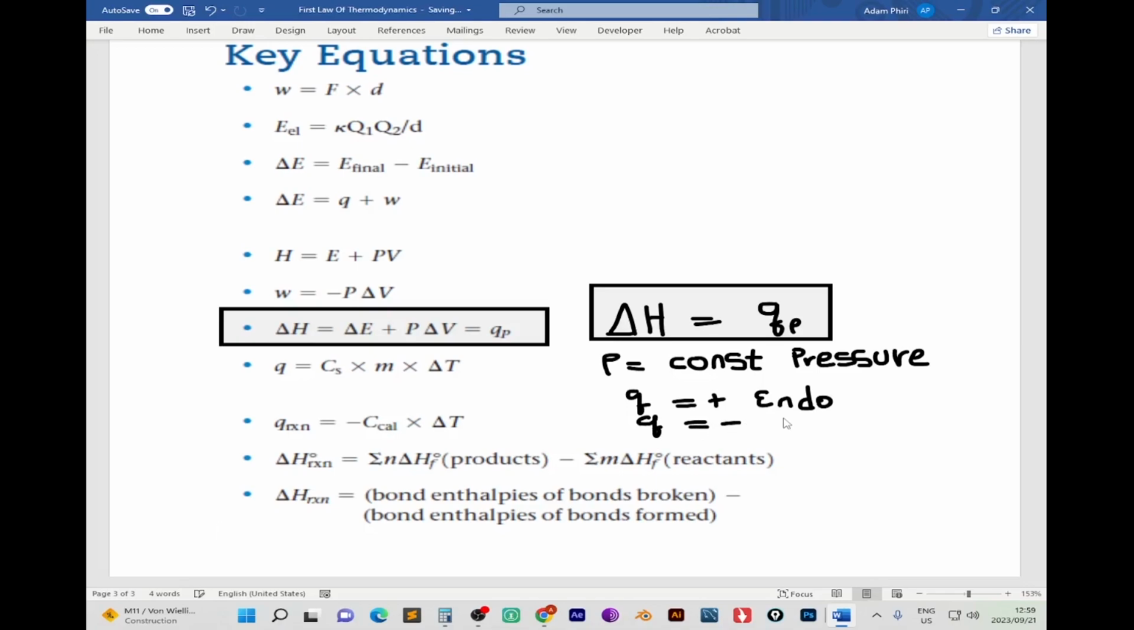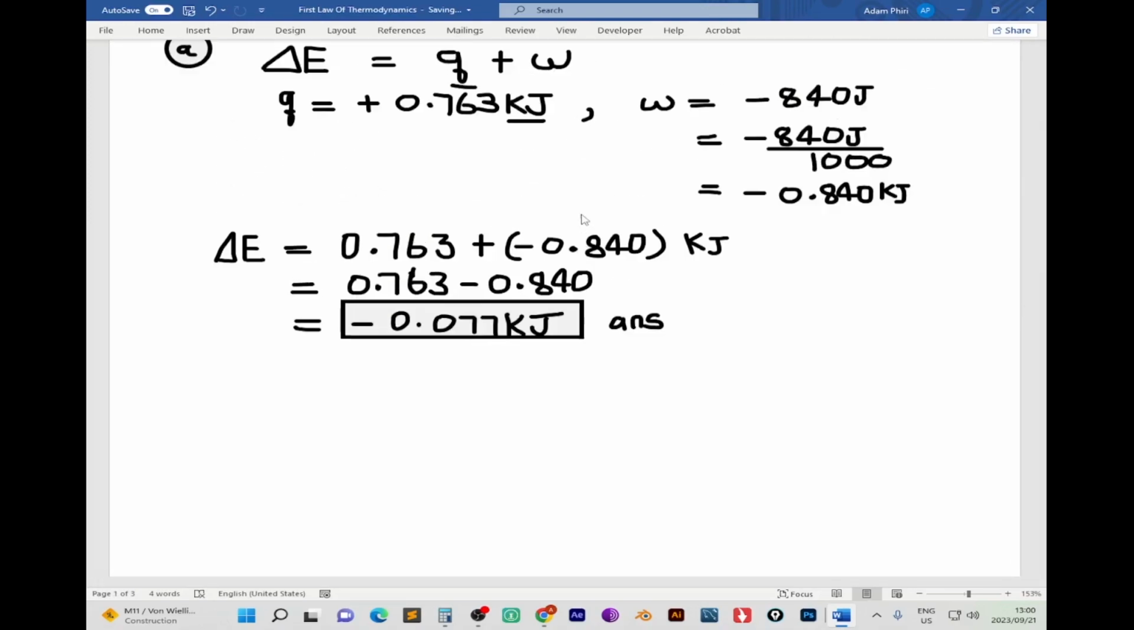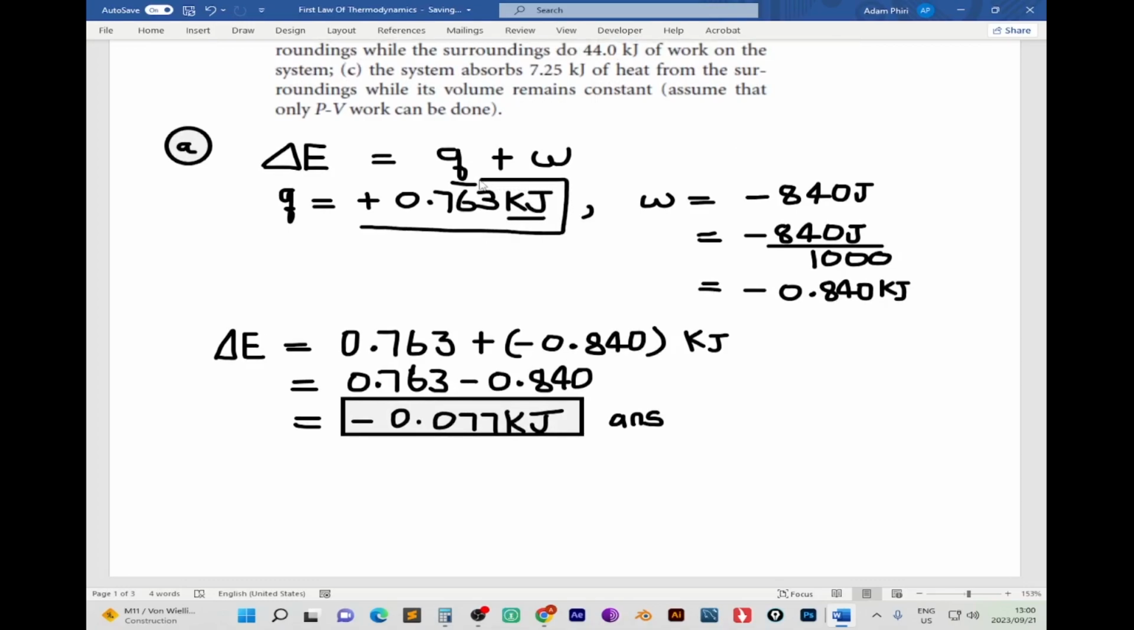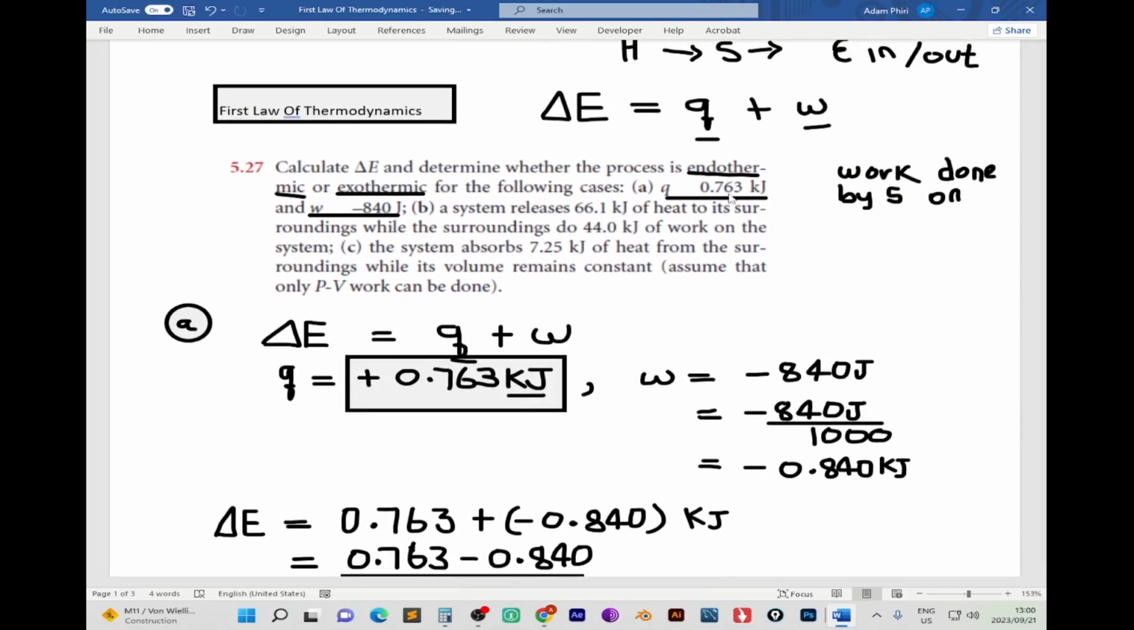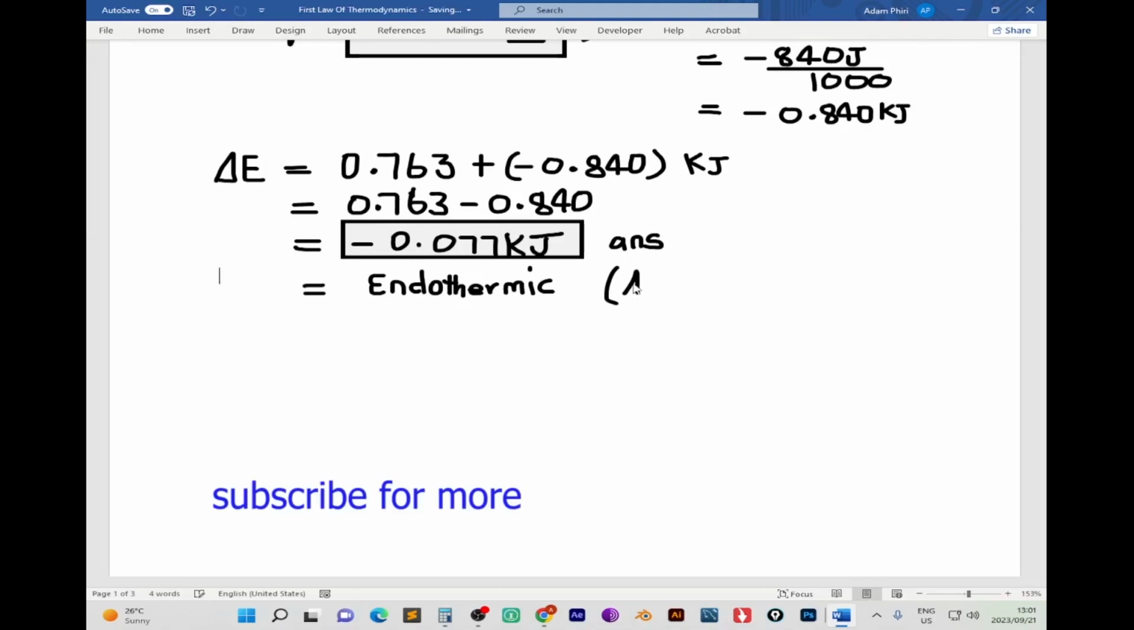When coming to the internal energy, we concentrate on the current internal energy of the system. The question makes it so that Q is positive, and the whole system is going to be positive, so it's going to be endothermic. So that is done for our part A.